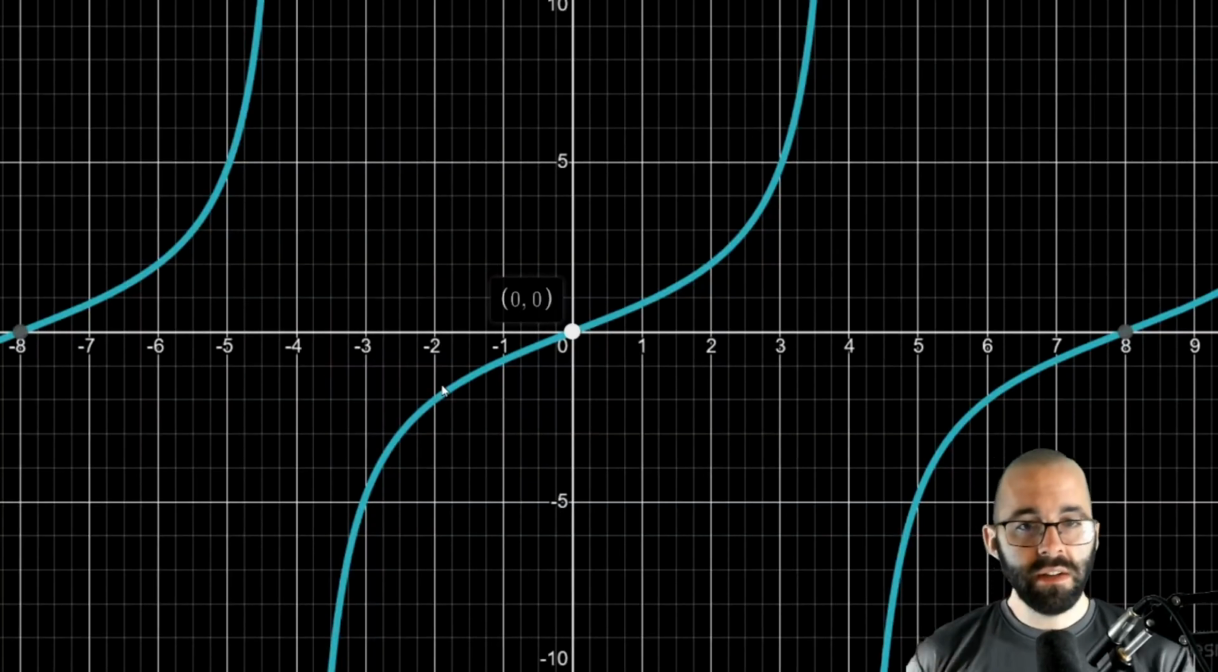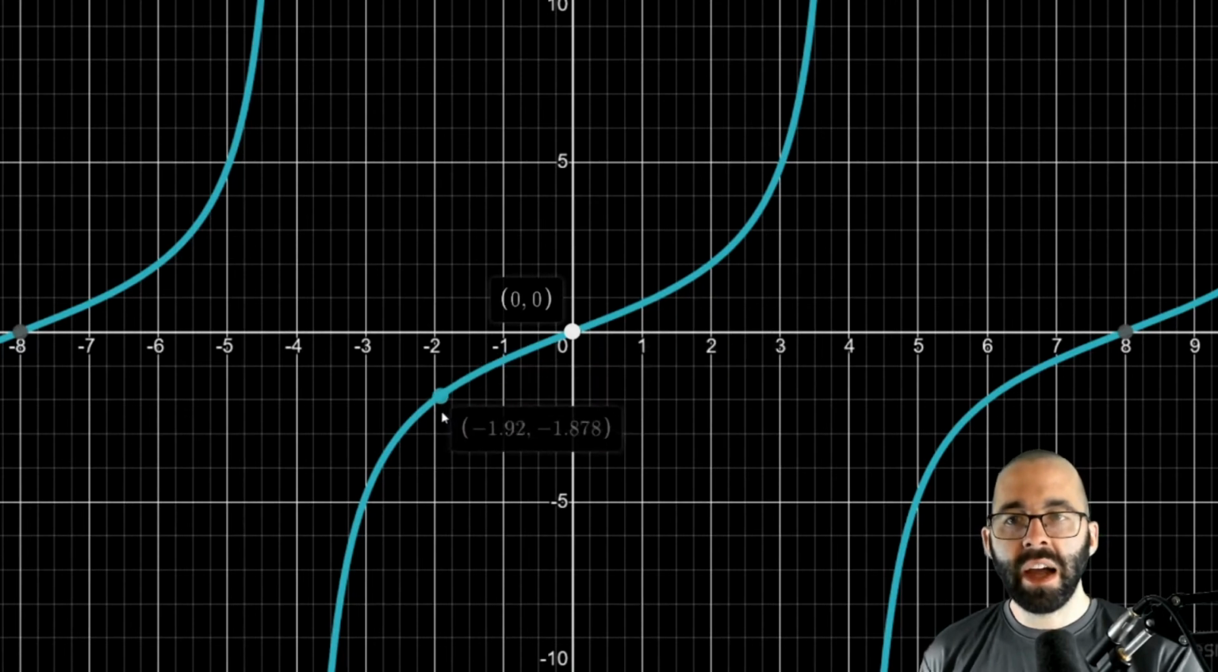So usually, in a regular tangent graph with no stretching, if we go halfway between the middle and the asymptote, we should move up 1 unit. Halfway between the middle and the asymptote is x equals 2. We should normally move up 1 unit. How many units are we moving up here? 2. Normally move up 1, but we're moving up 2 here.